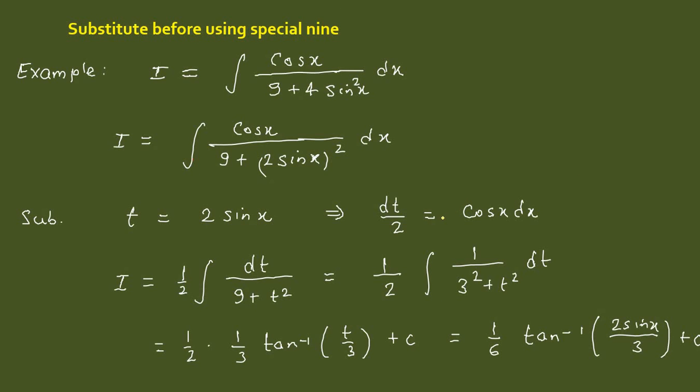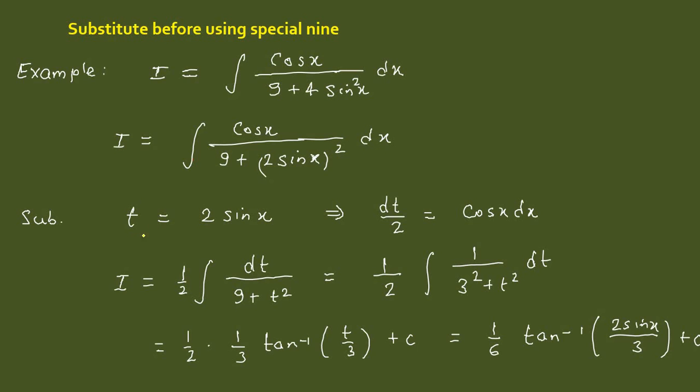But sometimes we have to substitute before we use the special line, and to understand the meaning of that, let's try with an example. Suppose I have this integrand as cos x divided by 9 plus 4 sine square x. Of course we can see that 4 sine square x can be written as 2 sine x the whole square. And if I do so, we can easily understand that 2 sine x is the candidate for substitution, because the derivative of sine x is cosine x, which is present in the numerator and attached with dx. So this is the main idea of the substitution.